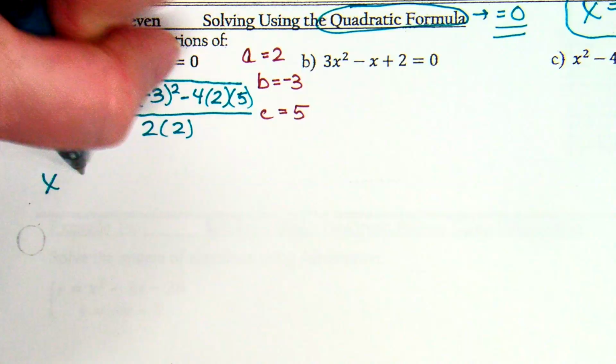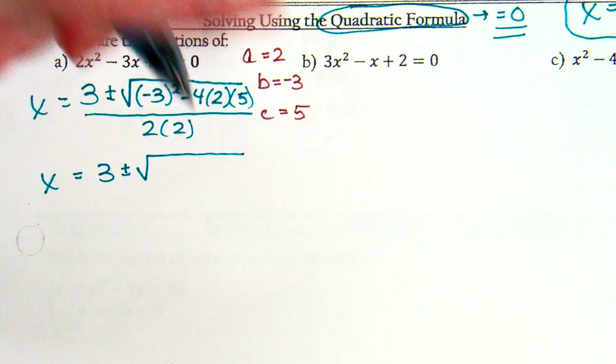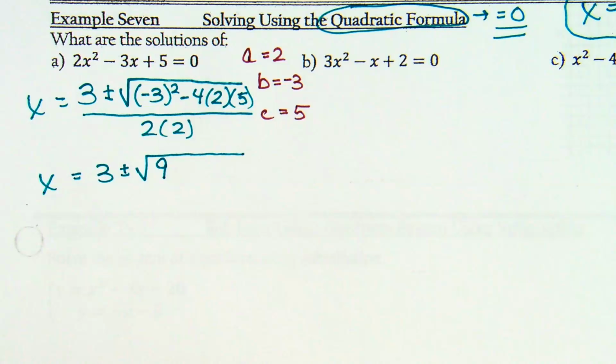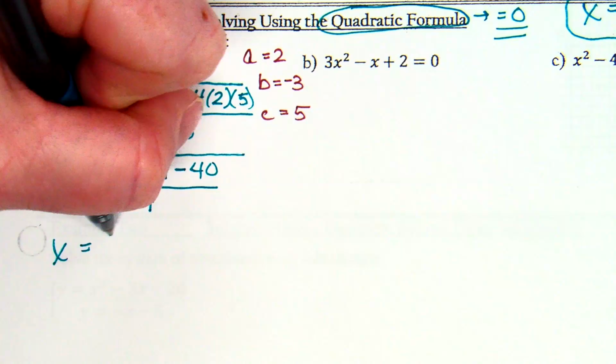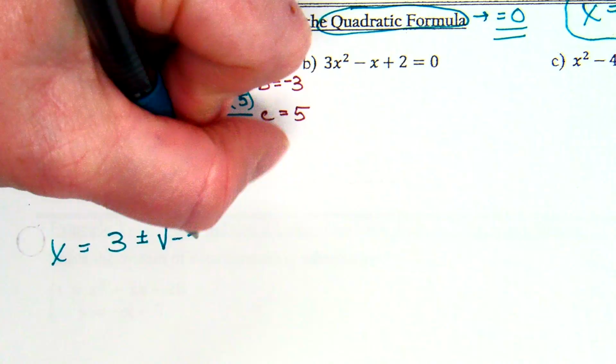Okay. 3 plus or minus. What's negative 3 squared? 9. In terms of signs, there's just one minus sign, so it's minus 4 times 2 times 5, which is 40, all over 2 times 2, which is 4. Okay, I figured it out. I'm done. 3 plus or minus square root of, what's 9 minus 40? Negative 31. All over 4.